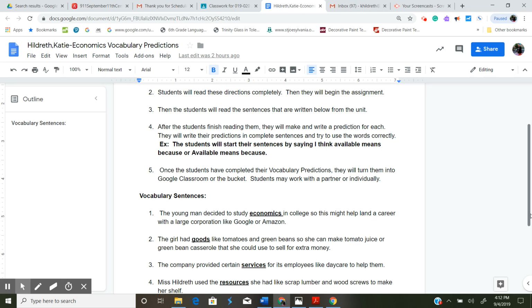If our word was available, the students would start their sentences by saying, I think available means, because. And you're going to give me a prediction of what you think it is, a possible definition. Now, remember, predictions go off of prior knowledge and the context clues and information you find in that sentence. So when you get the actual definitions, you may find that you were spot on, correct? Or you may find that, hey, I was totally off, and that's okay.